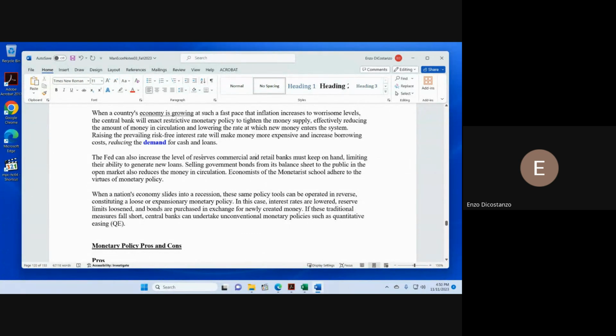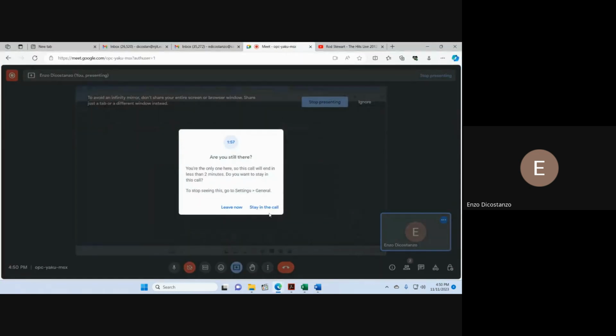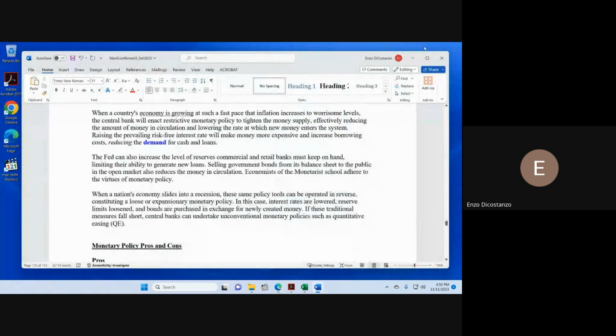Again, increasing the level of reserves in commercial and retail banks, the reserves that have to be kept on hand legally, or policy-wise rather, limits the commercial banks' ability to generate loans. Selling bonds from the balance sheet to the public, again, takes money out of circulation. And economists of the monetary school, people who think that monetary policy is the best way to control the economy, think like this.